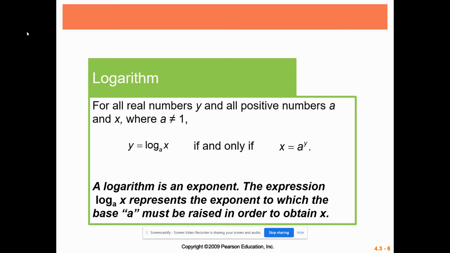Now, it's important to note, y has to be a real number. It's not imaginary. And a has to be a positive number. Positive means bigger than 0. X also has to be a positive number, not 0 and not negative. And like we saw previously, a, our base, cannot equal 1. So the logarithmic form of an equation is y equals log base a of x. The exponential form is x equals a to the y power. So y equals log base a of x if and only if x equals a to the y power.